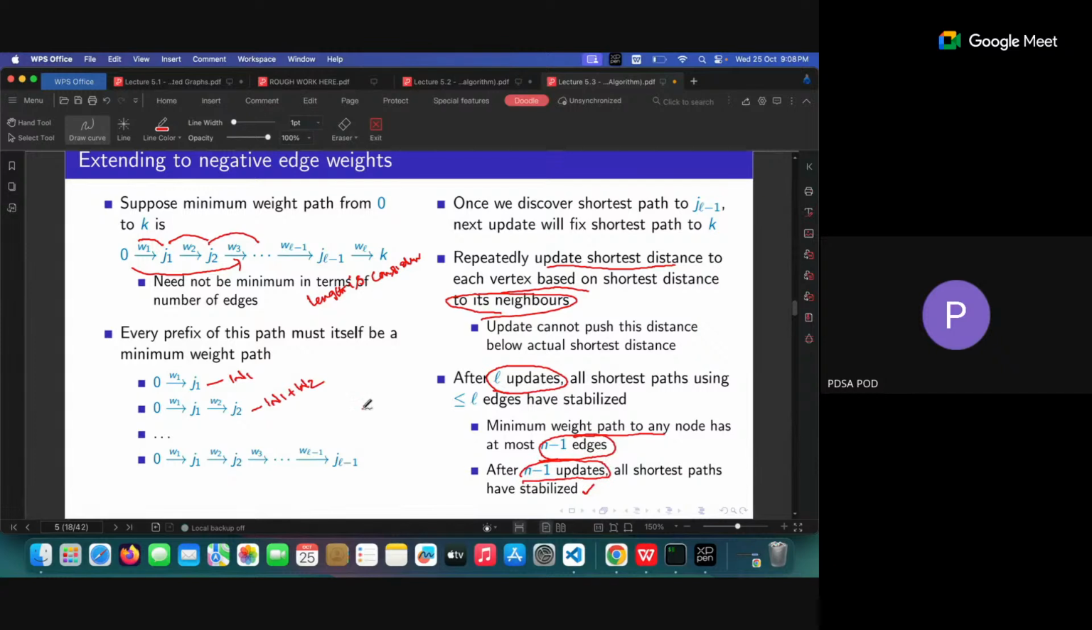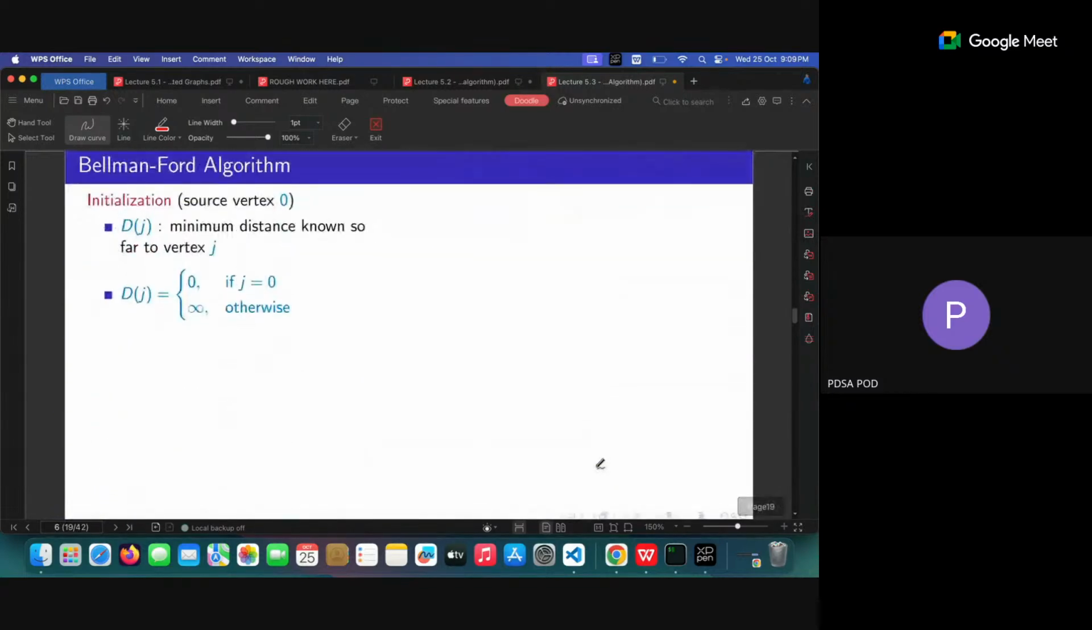For example, you have seven vertices. So after all updates, like 7 vertices, after 7 - 1 updates, your values are stabilized. That stabilization you can see in the next slides, where a tabular format is given. You can find it here.